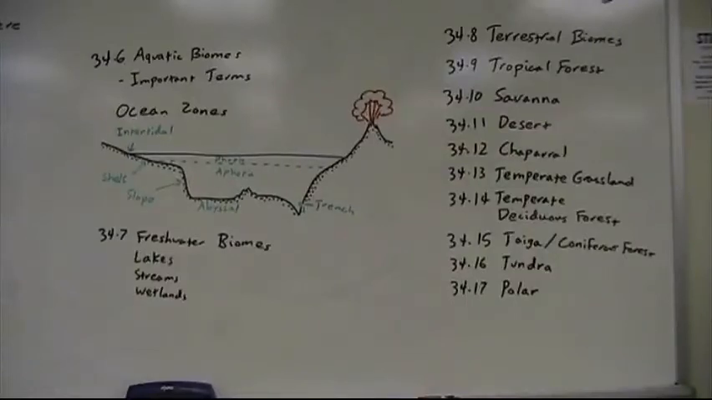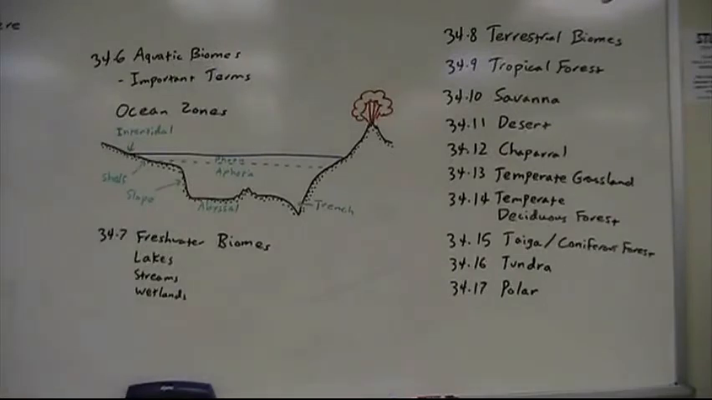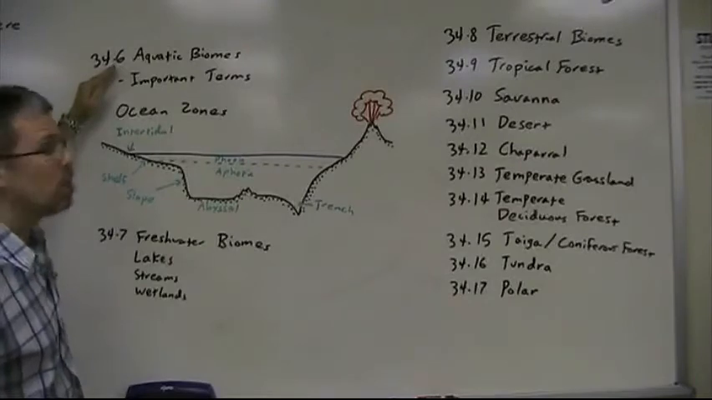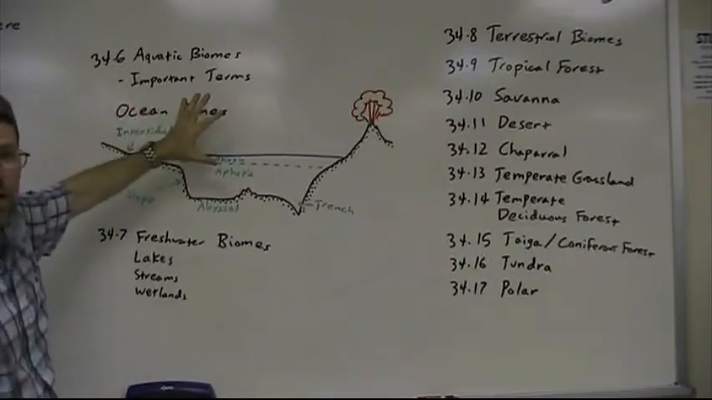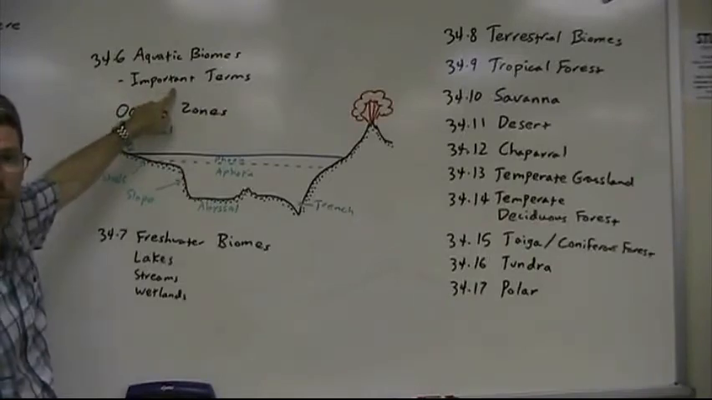Part 2 of our review of Chapter 34 will begin here with Section 6. A biome is a major type of ecosystem characterized by its dominant features. Now, in Section 6 it discusses aquatic biomes in general, but the ocean biomes in particular. There are some important terms in bold that you need to be familiar with.